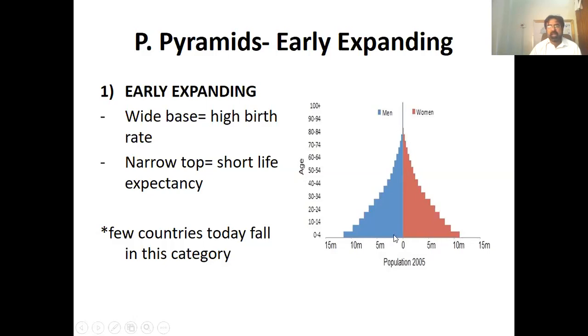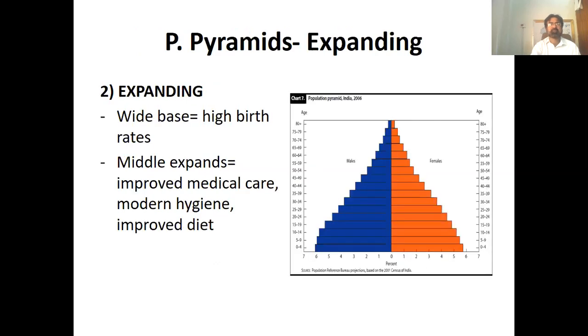But at the base, as we have an increased fertility rate, we will have more and more schools to be constructed for these children to be taught. So early expansion: wide base, high birth rate, and narrow top, short life expectancy. Few countries today fall in this category. Some countries, for example African countries and some Asian countries which are very poor, fall in this type of pyramid.